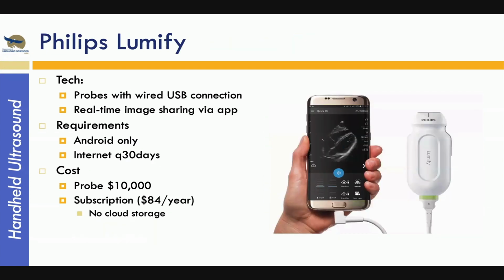The Philips Lumify is probably the most expensive of the handhelds I found. The probe is $10,000. Again, it's a wired USB connection. You can actually share real-time imaging via the app if you were trying to consult with somebody and be like, hey, what do you think is going on?